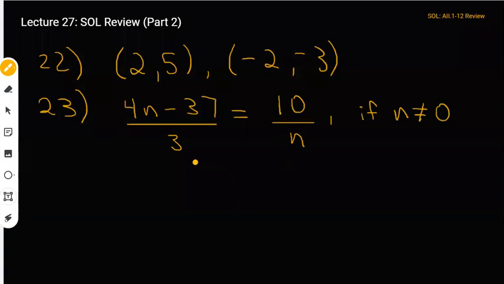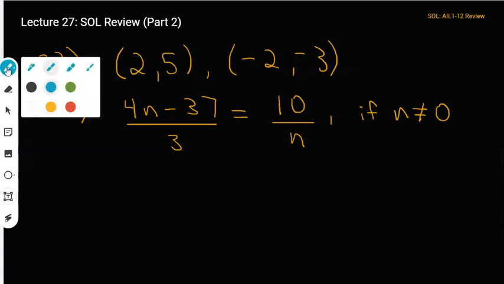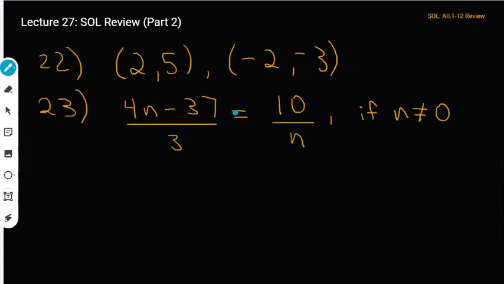So there are a couple ways that we can solve this. We can do cross products, which is probably what I'm going to do. What you could also do is find the lowest common denominator between the 3 and the n. But let's do cross products. I'm going to change to blue. And what we're going to do is draw a diagonal line from the top left to the bottom right, and we're going to multiply these together.